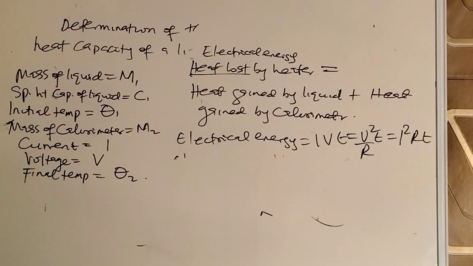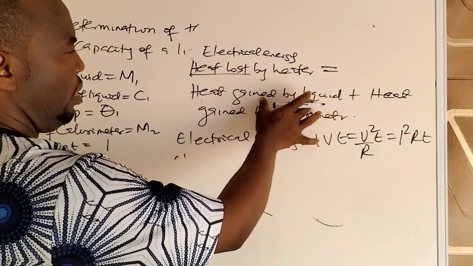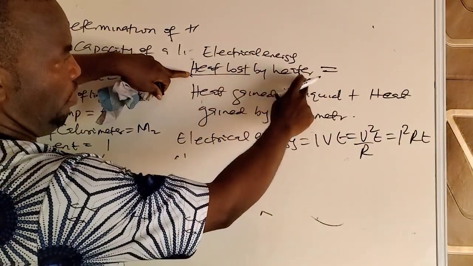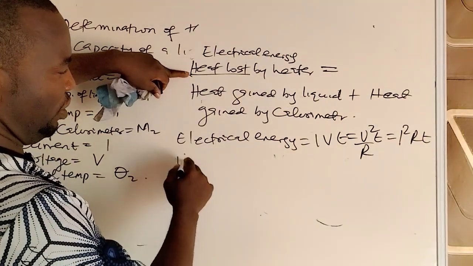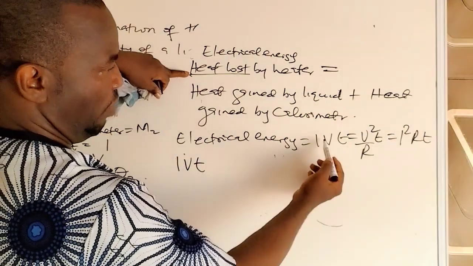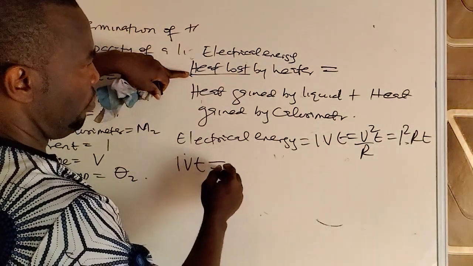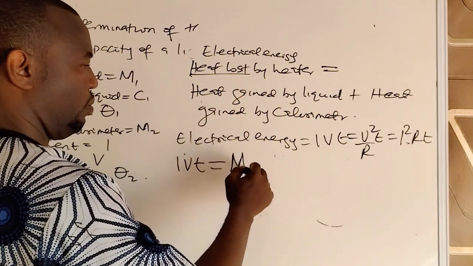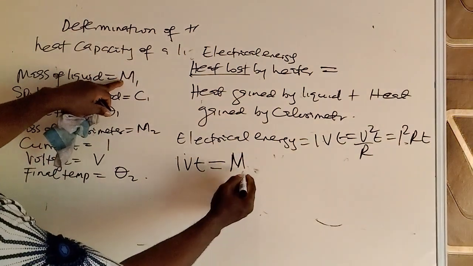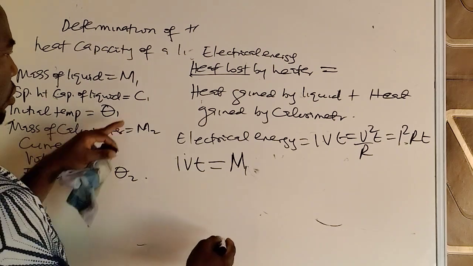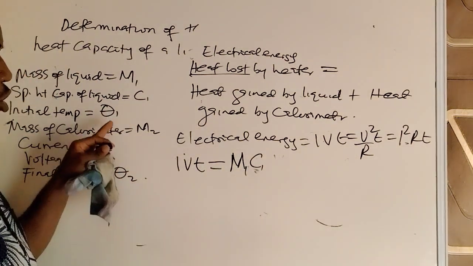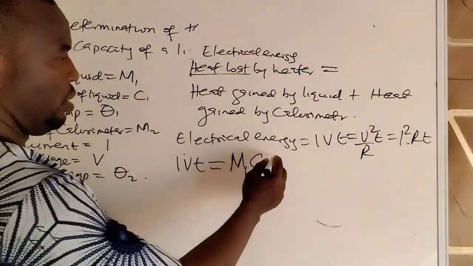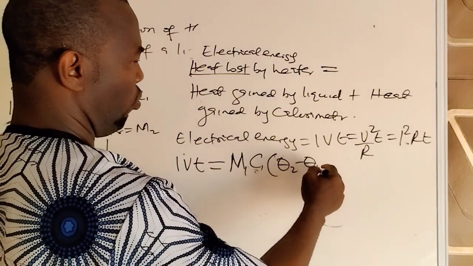Now, the heat energy gained by a liquid is mc times the change in temperature. So coming to this formula, I can now say heat energy lost by heater, which is in the form of electrical energy, which can be written as IVT, or any of these, equals the heat gained by the liquid, which is the mass of liquid, which we call M1, times the capacity of liquid, which is C1, and then the change in temperature, the difference between the final and initial, which is theta 2 minus theta 1.